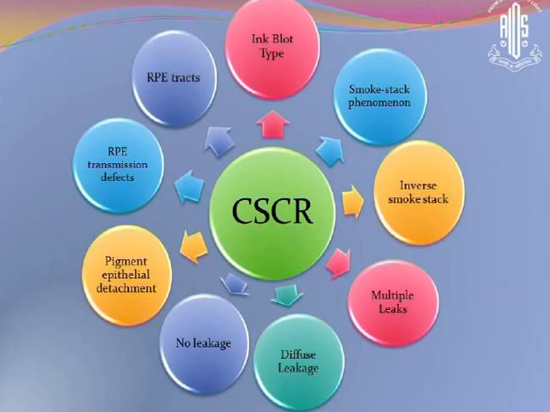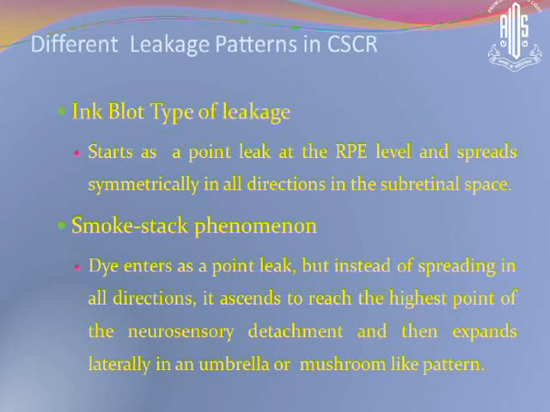In a case of central serous chorioretinopathy, various patterns which you may see on fluorescent angiography are the ink blot pattern or smokestack pattern, which are most common. Then there can be inverse smokestack, multiple leaks or diffuse leaks. Sometimes we do get just RPE defects or RPE detachment and there are no leaks, and in resolved cases there may be RPE tracts.